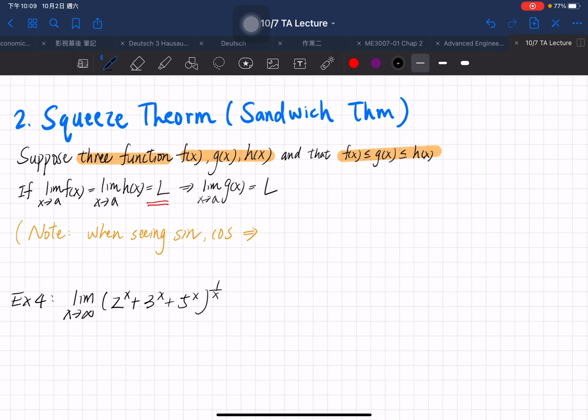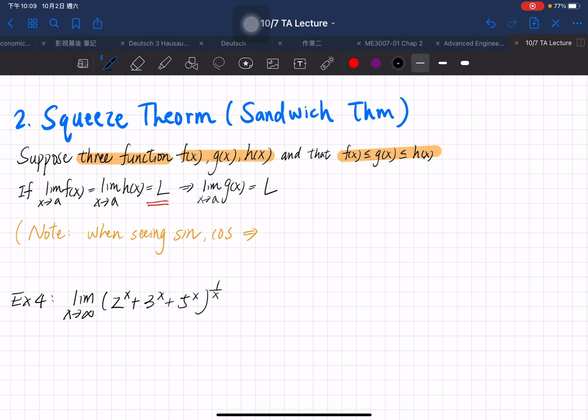Okay, so when you're looking at the theorem itself, it will be relatively straightforward. But this is a really important theorem when you are doing limits in the test or in the quiz.